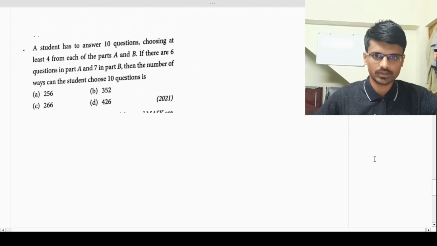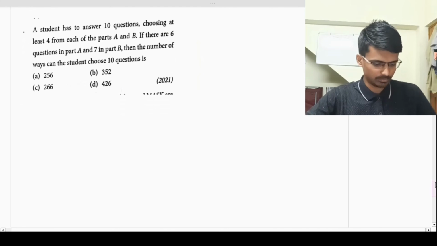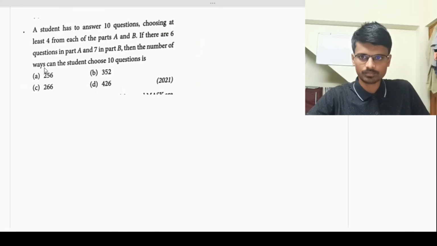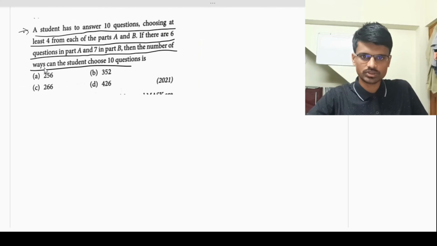Okay, this is a slightly longer question, I can say. A student has to answer 10 questions, choosing at least 4 from each of the parts A and B. If there are 6 questions in part A and 7 in part B, then the number of ways the student can choose 10 questions is. Okay, so part A has 6 questions and part B has 7 questions.